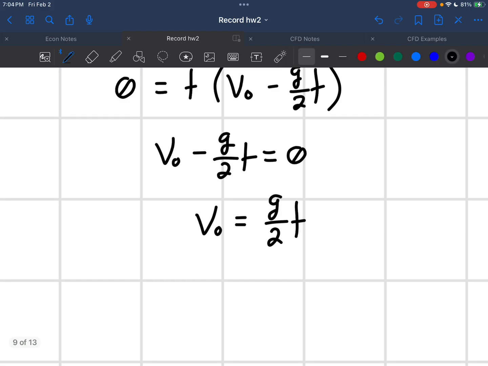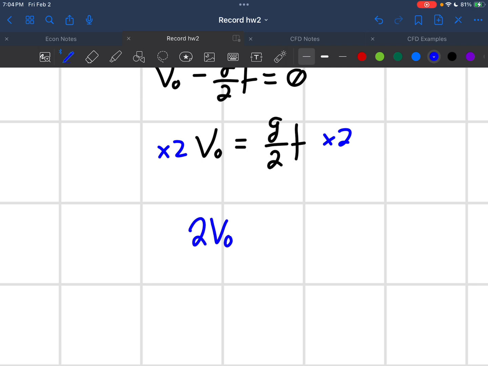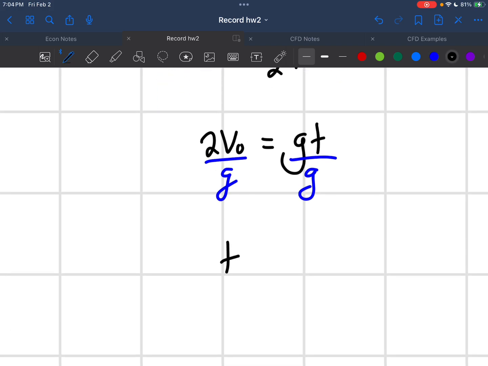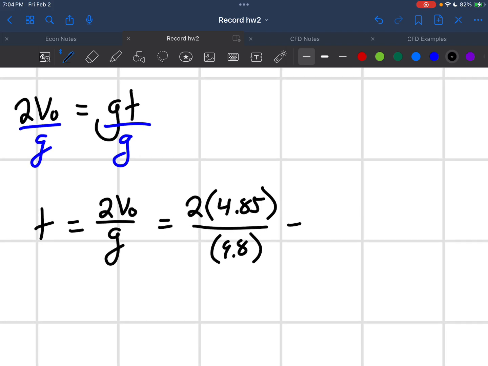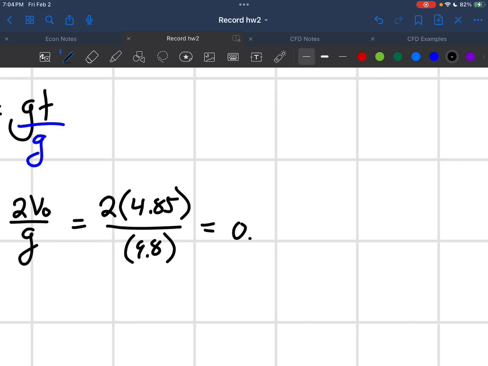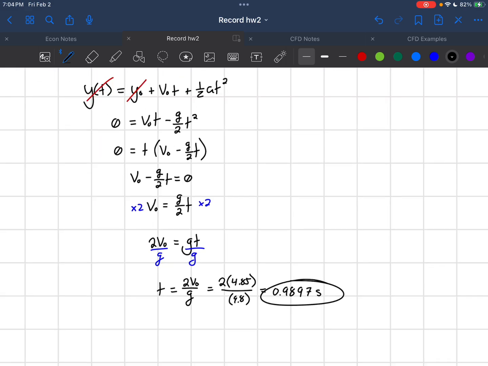Then I'm going to multiply both sides of my equation by 2. So I'll get 2v naught equals gt, and then I can divide both sides by g, which gives me that time equals 2v naught over g. Now I can plug in 2 times my 4.85 meters per second divided by my 9.8 meters per second squared. That will give me a time of roughly 0.9897 seconds to land back on the ground.